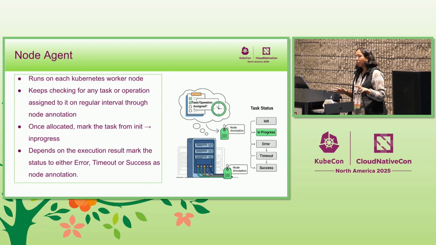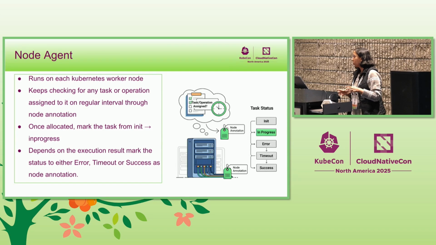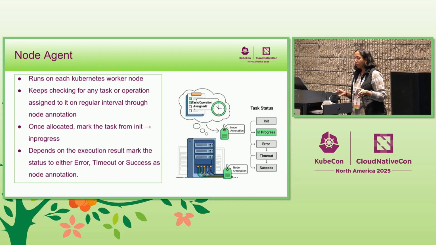It keeps checking whether there is a signal from the node maintainer controller or not. As soon as it sees the signal in the form of a node annotation, it starts executing the task. Eventually, after the completion of the task, it will set the status to either success, error, or timeout, depending on the outcome.